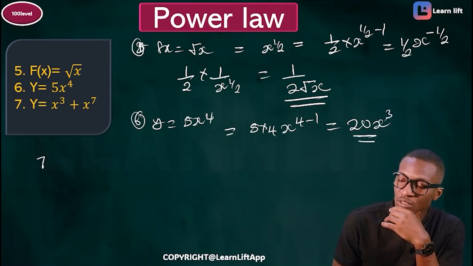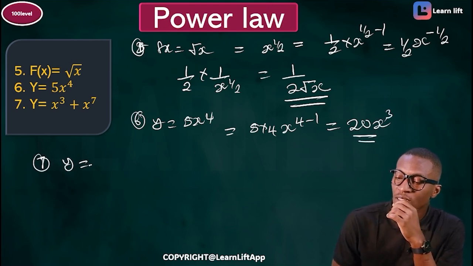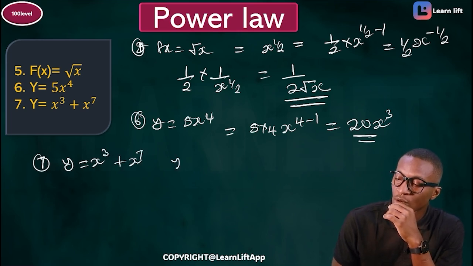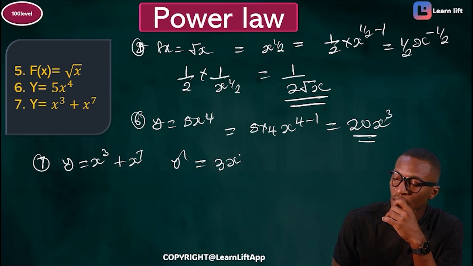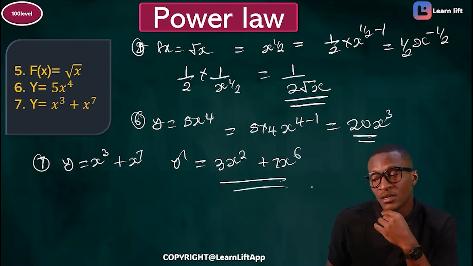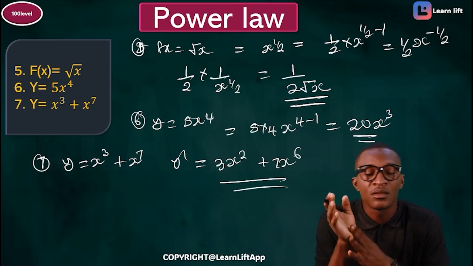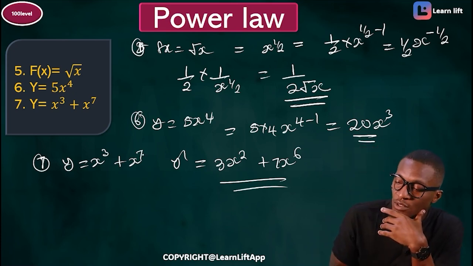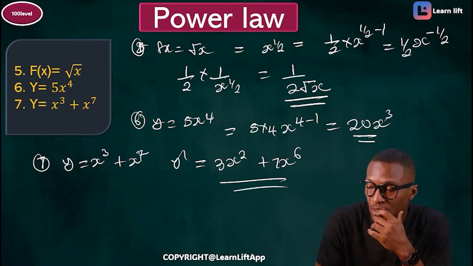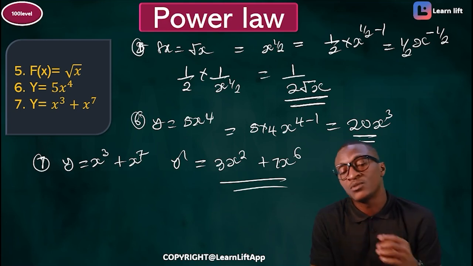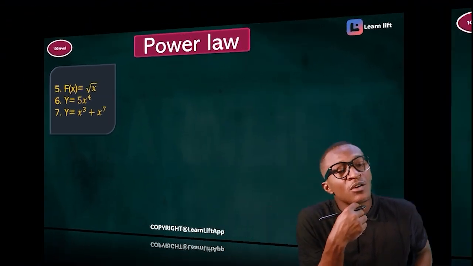Now what is question 7? We have y is equal to x raised to power 3 plus x raised to power 7. Y prime will practically give me 3x raised to power 2 plus 7x raised to power 6. So that practically becomes that.